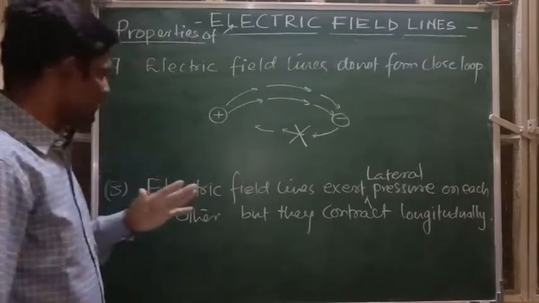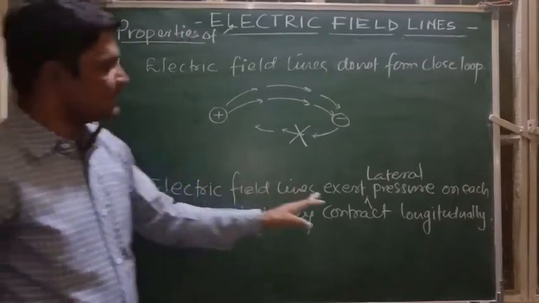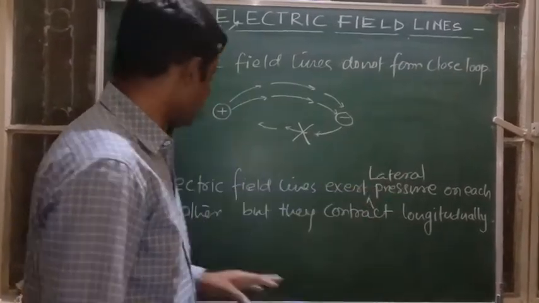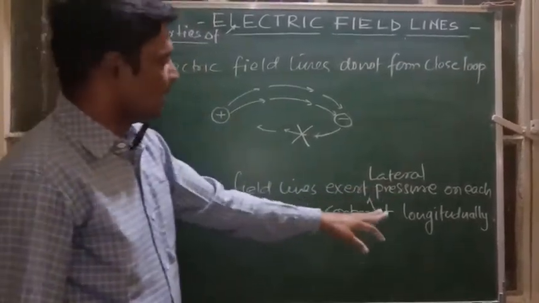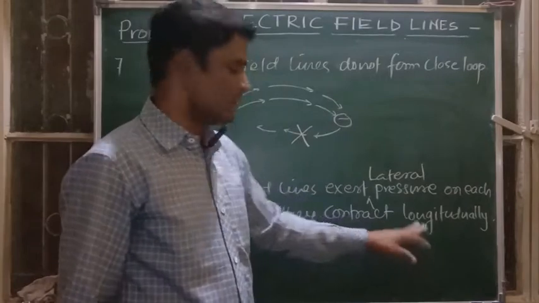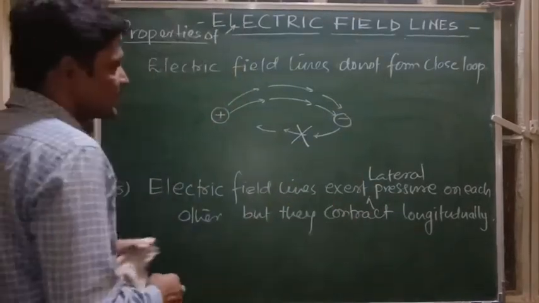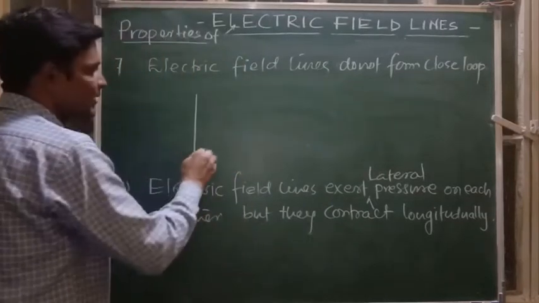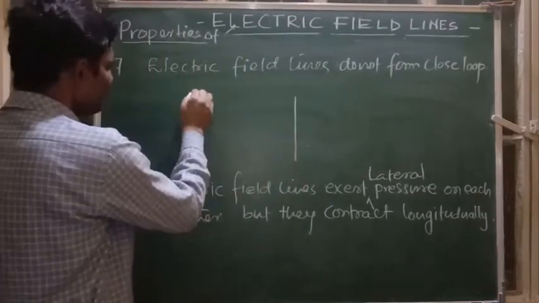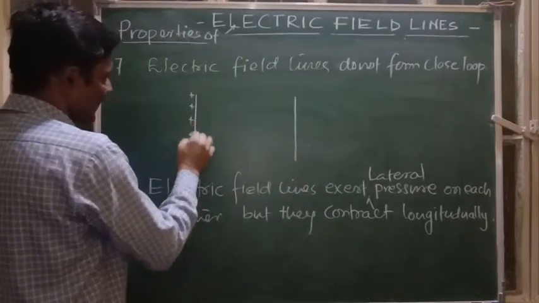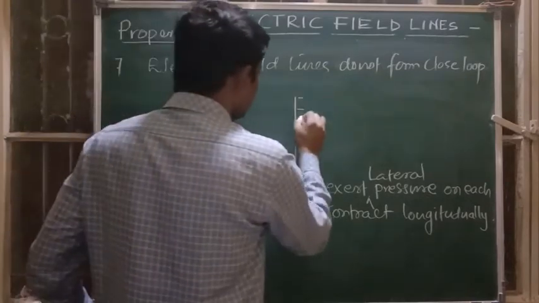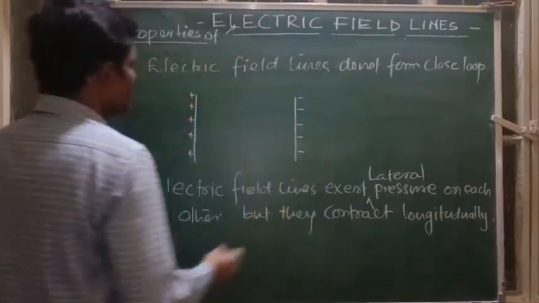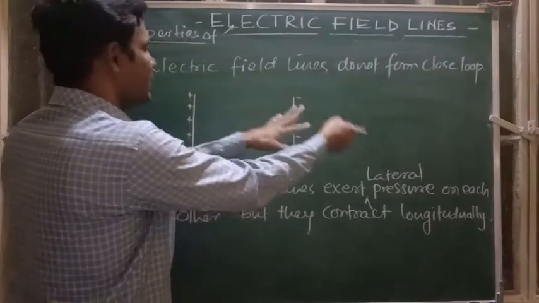So next property: electric field lines exert lateral pressure on each other, but they do not contract longitudinally. To understand this, let us draw something. Suppose that these are the two plates. One is positively charged and another is negatively charged. So the lines will be starting from it and terminating at this.